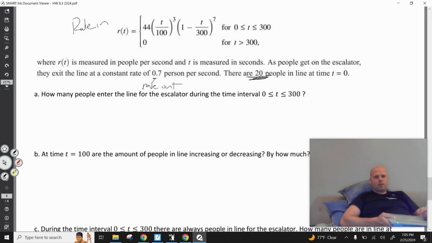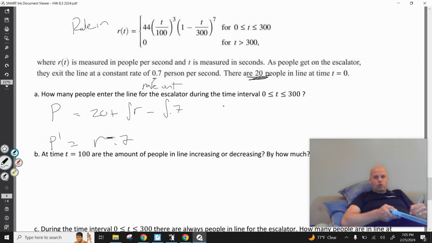How many people enter the line? All right. Well, I always like to write this down. We're back to t's, guys, time rather than x's. My total amount is my initial amount plus my total in minus my total out, which means my derivative is r minus 0.7, which means my total amount can also be 20 plus the accumulation of p's derivative, which is r minus 0.7. It's not 0.7x, it's just 0.7. You accumulate 0.7. It's 0.7 times t would be the total accumulation. Regardless, total in would be the accumulation of r. So I would accumulate r from 0 to 300.